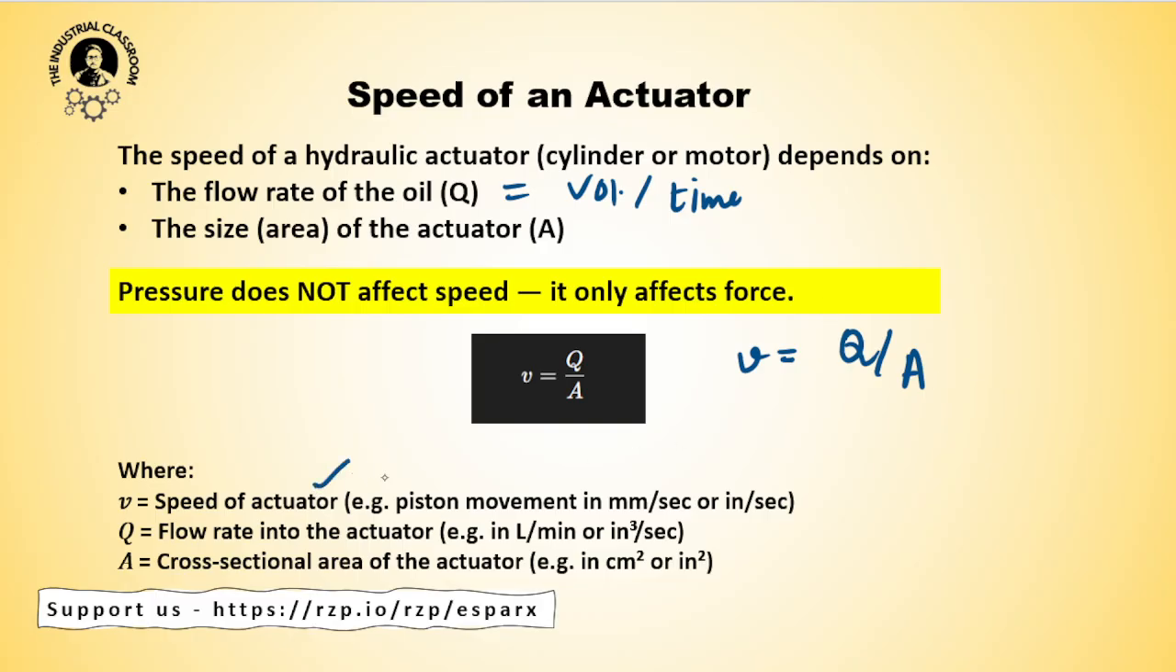The speed of the actuator, or the motion of the piston in millimeter per second, can be determined by the flow rate into the actuator, that is liter per minute, divided by the cross-sectional area of the actuator. Remember that there is no effect of pressure on speed. If there is no flow, the piston will not move. We learned it. So it depends on the flow. Pressure only provides force.